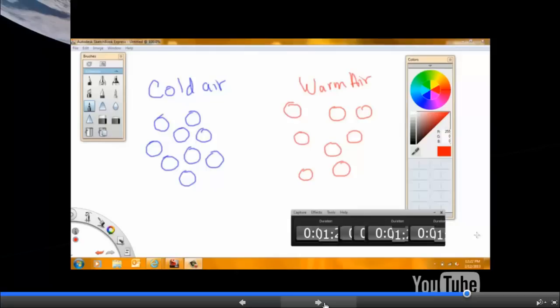So they are very different in the way they act in the atmosphere. Warm air is rising up, so that's not going to create a lot of pressure on you pushing down. Cold air is sinking down, so that's definitely going to create a lot of pressure.